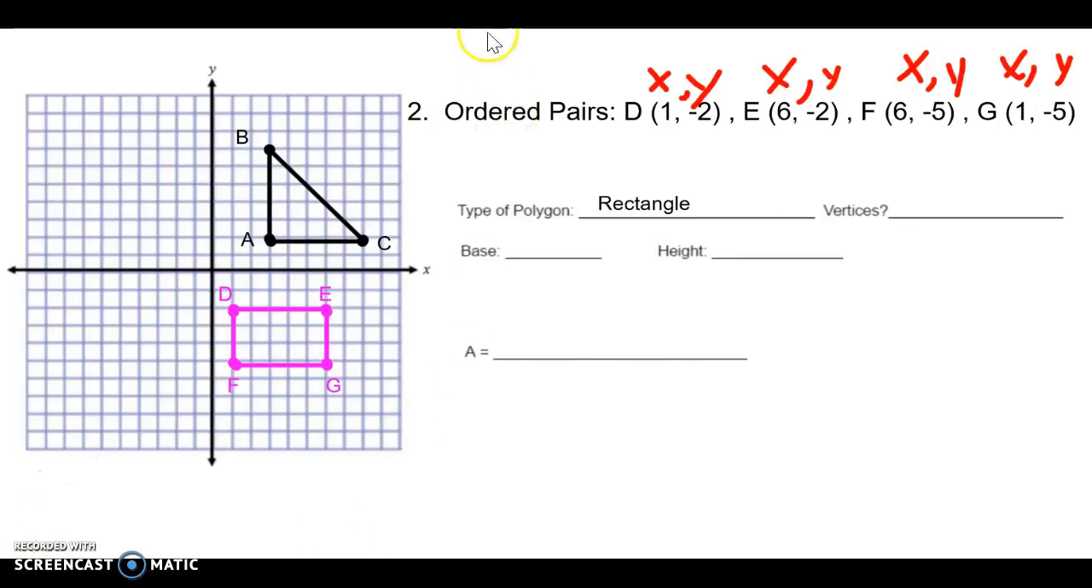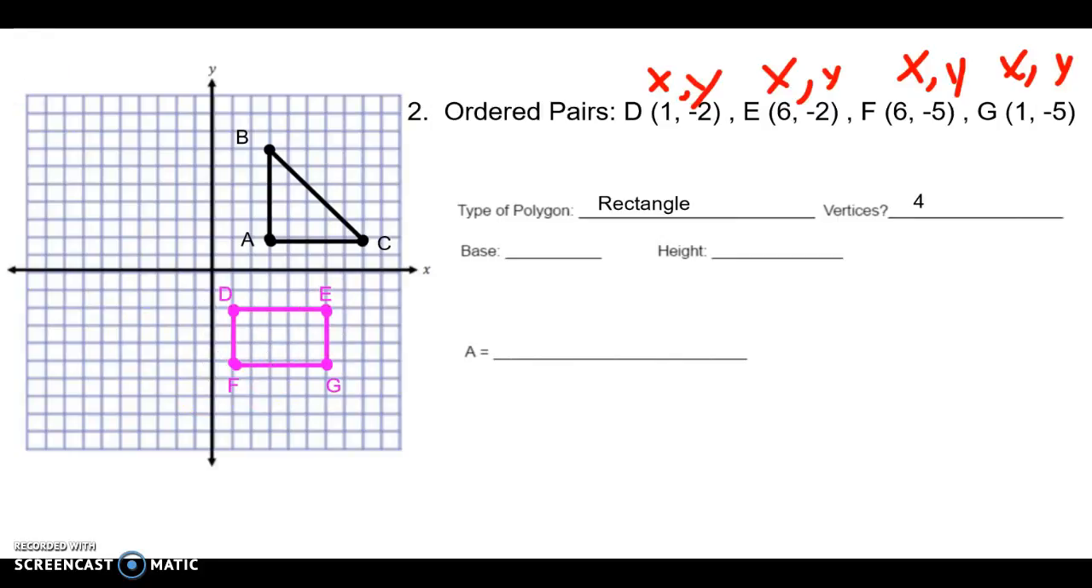How many vertices does this have? Well, we could do that by going through and seeing all of our points that intersect. Here they intersect, that creates one vertex. Here they intersect, it creates another. There, there, there, and there. So you have 4 vertices.